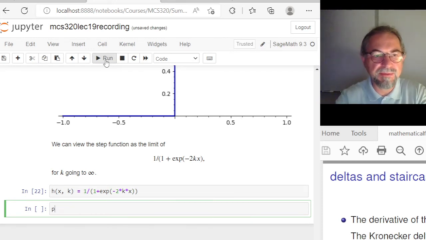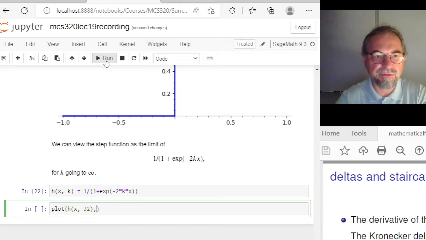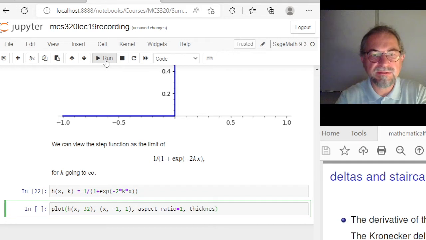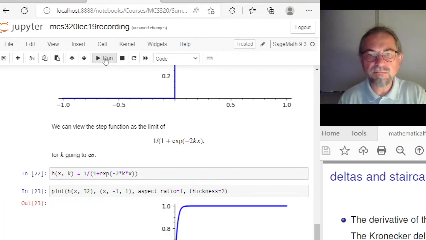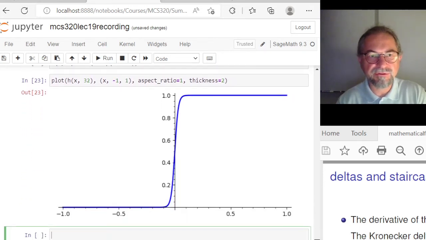And now let me make the plot for x, and I will take a value for k. 32 is just a good value. For x also between -1 and 1. I don't want Sage to squeeze or resize. And let me do the thickness also at 2. And now you see the point that I want to make, that this is a function.